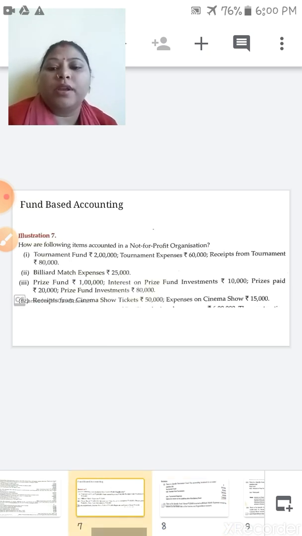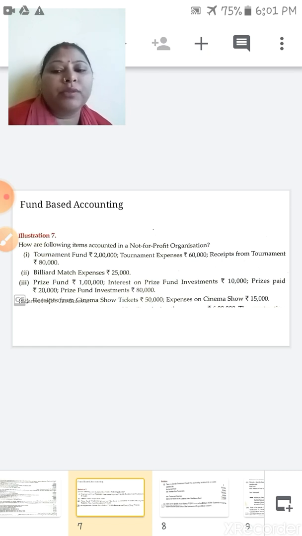Now look at the second part. Billiard match expenses 25,000. Here only match expenses are given, so this is expenditure. What is the accounting treatment? This match expense you have to show in the income and expenditure account, on the expenditure side, because these are expenses.